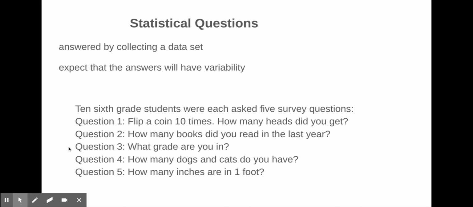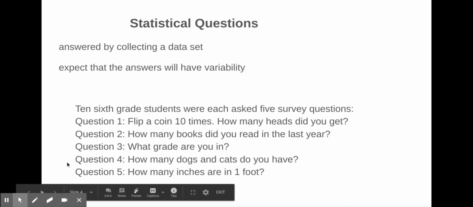Question 3, what grade are you in? If we were asking this question of the entire school, we might get answers that are variable. However, since our condition was that we're asking 10 sixth grade students, although we're going to get 10 answers, all the answers are going to be the same, so that is not a statistical question.